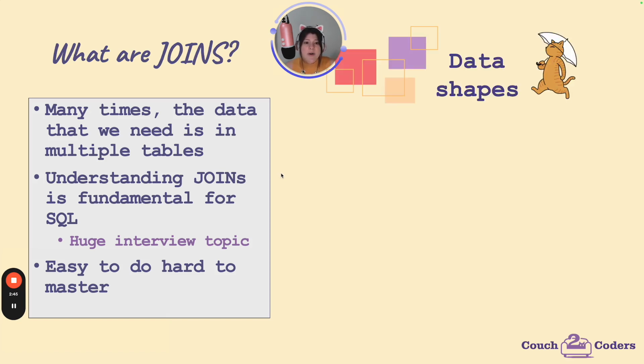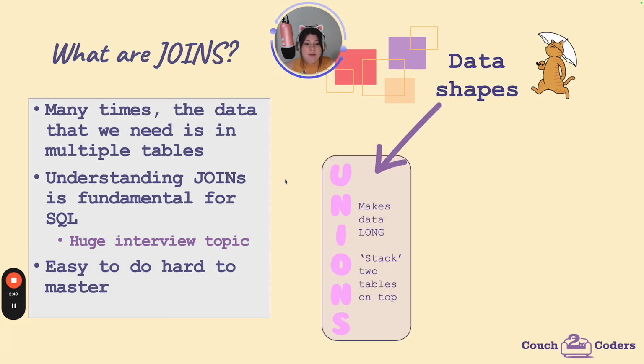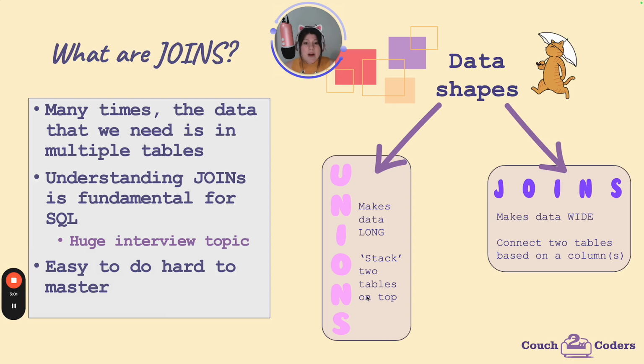Joins is part of our broader umbrella of data shapes. So in the previous module, we worked on unions, which make our data long. And as we know, this works by stacking two tables on top of each other. In comparison, joins make our data wide. So what that does is that you have table 1, table 2, and you connect them. So what you do is you take your individual tables and then you join them together, making them wide.